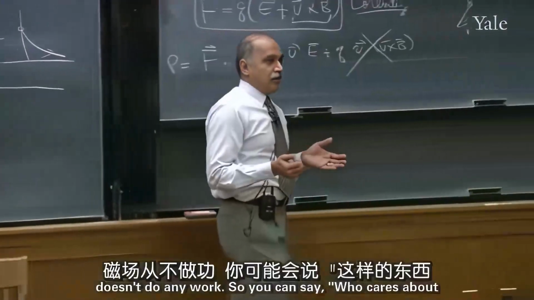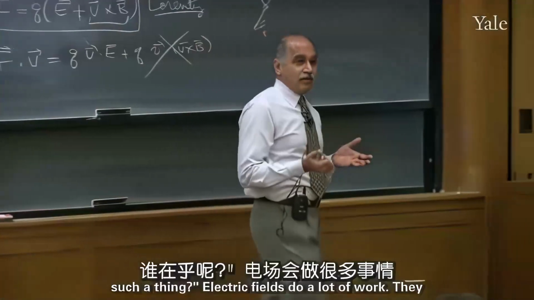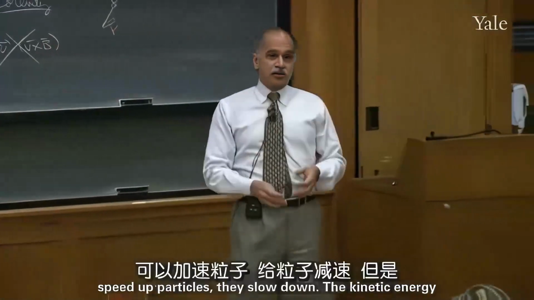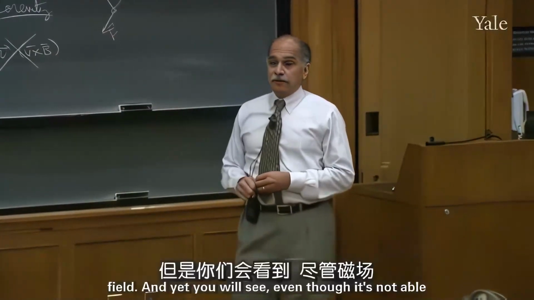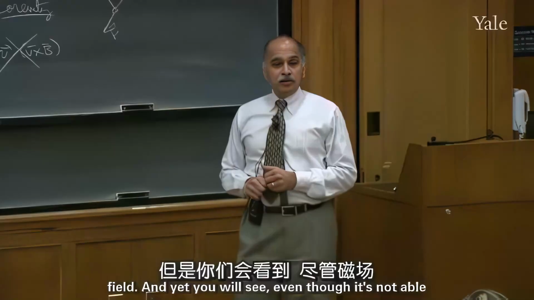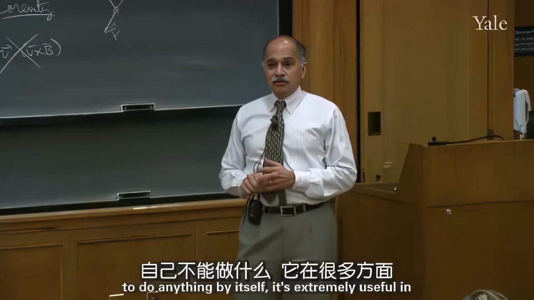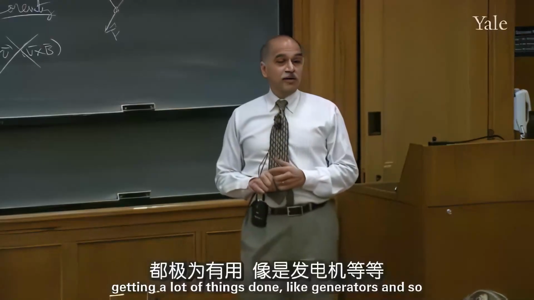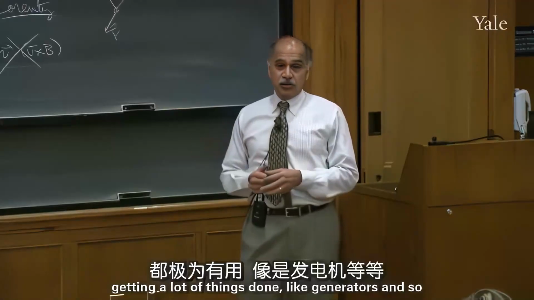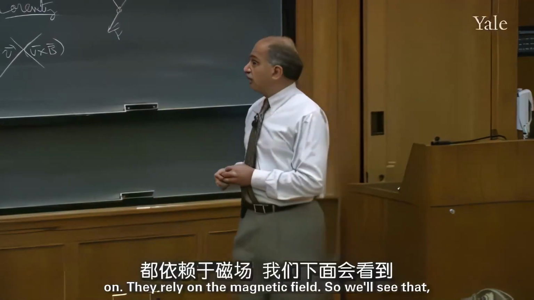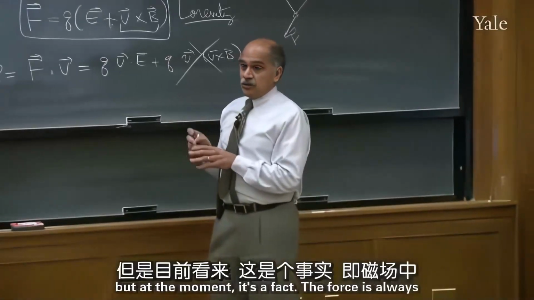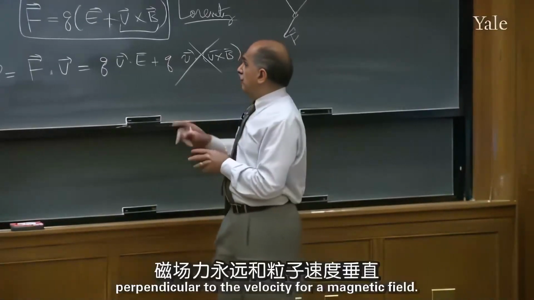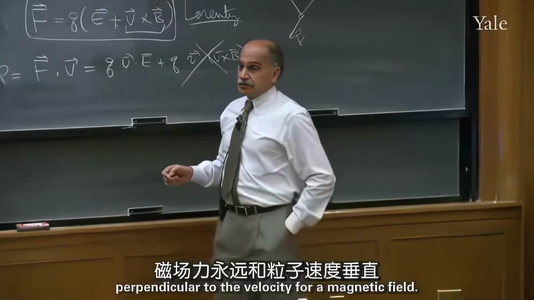So you can say, who cares about such a thing? Electric fields do a lot of work. They speed up particles, they slow them down. The kinetic energy of a particle will never change due to a magnetic field. And yet you will see, even though it's not able to do anything by itself, it is extremely useful in getting a lot of things done, like generators and so on. They rely on the magnetic field. So we'll see that, but at the moment, it's a fact. The force is always perpendicular to the velocity for a magnetic field.